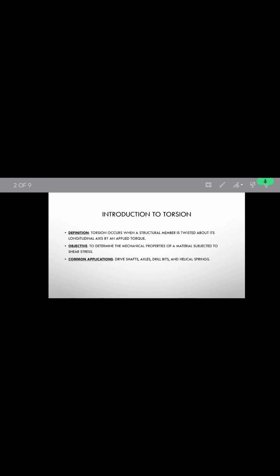And the drive shaft is a circular rod which we use as a specimen in the testing. And helical springs are also similar to drive shafts. A drive shaft is a circular rod, but a helical spring is a spring-like structure.